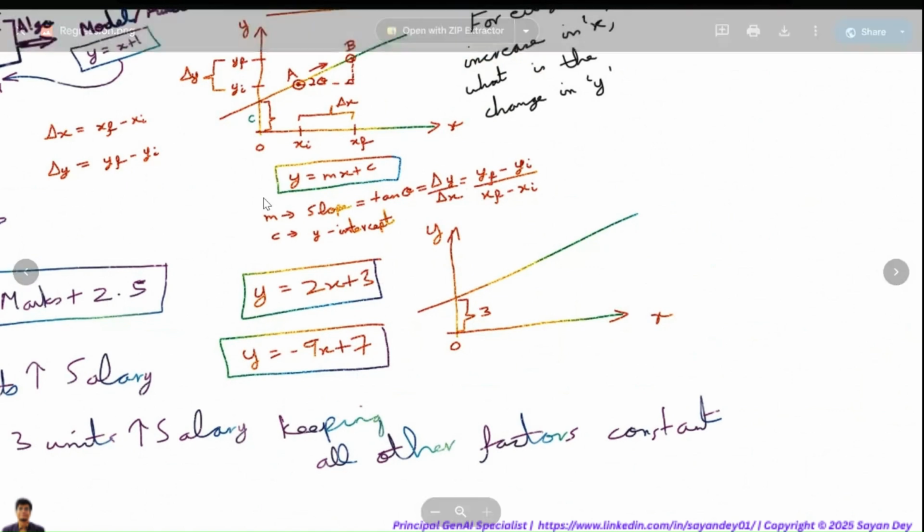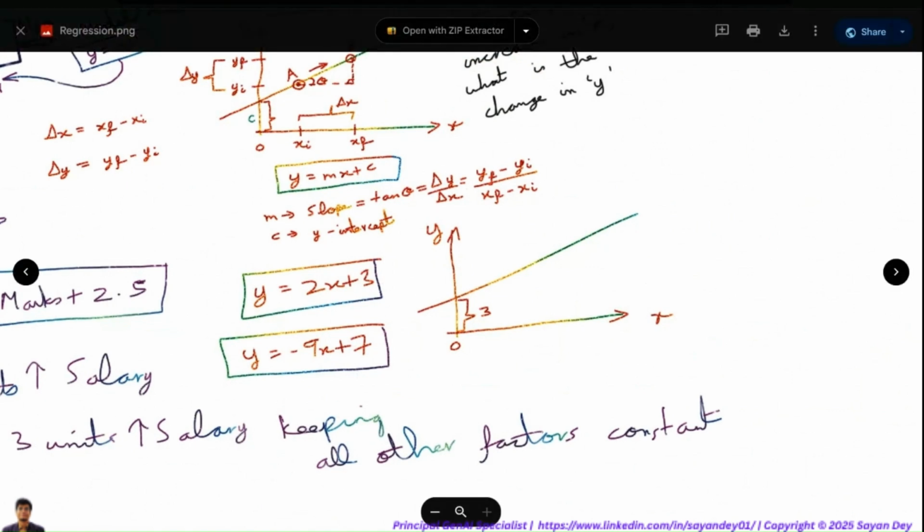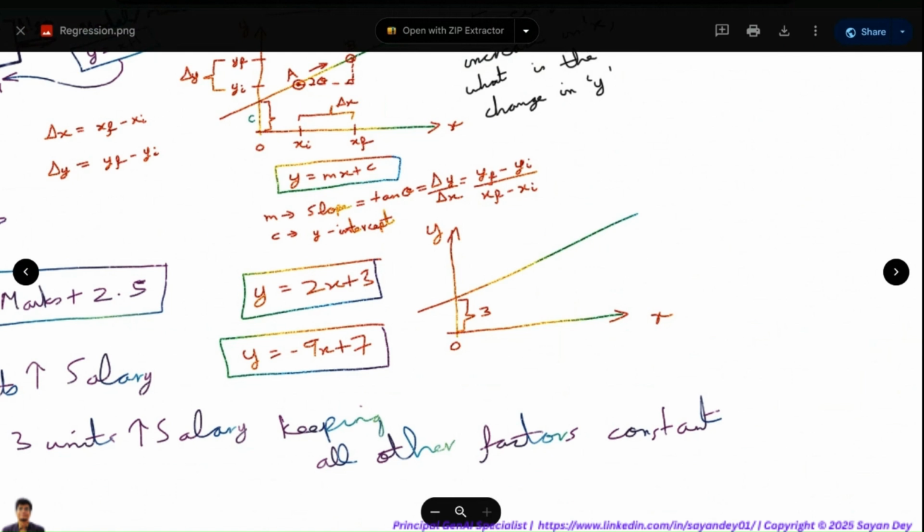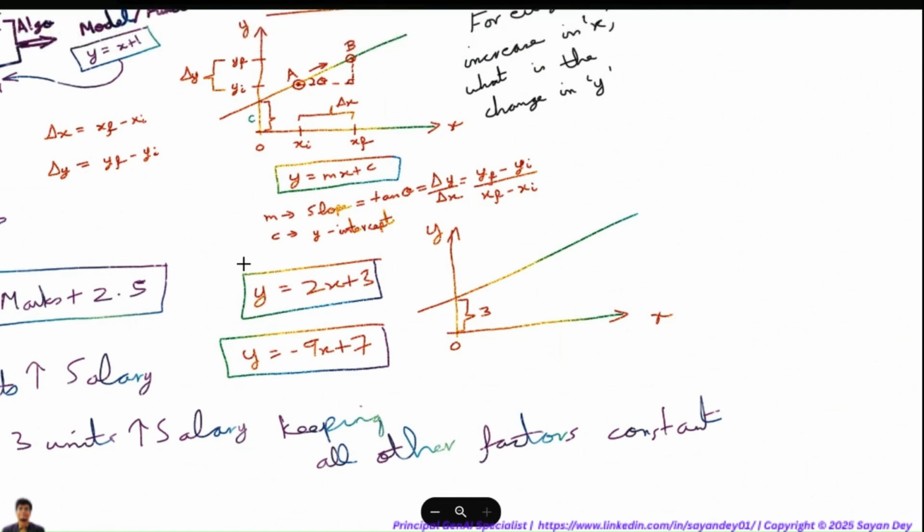y equal to 2x plus 3. If you look at this example, imagine this is the example we did with respect to salary and experience. I'll call it salary. So y is the salary and x is the experience, E. What it means is for every 1 unit increase in experience, the salary goes up by 2 units.